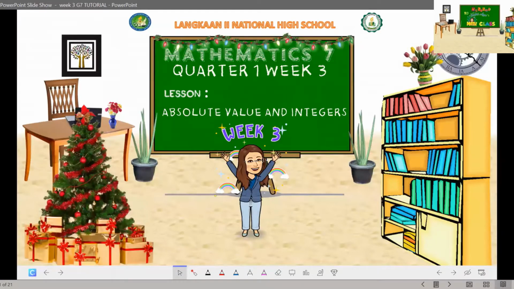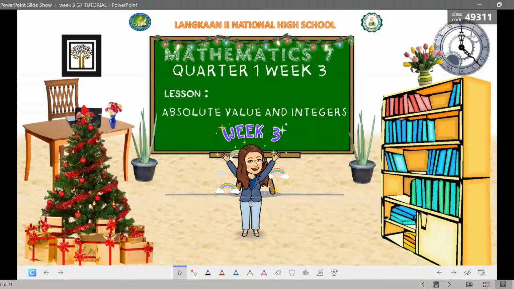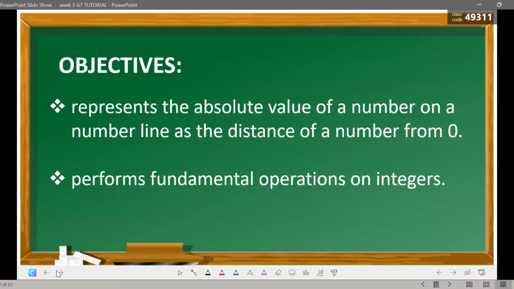So we are now in week 3, quarter 1, week 3. And our topic for today is absolute value and integers. Okay, we have two objectives today. Number 1, represents the absolute value of a number on a number line as the distance of a number from 0. Number 2, performs fundamental operations on integers.